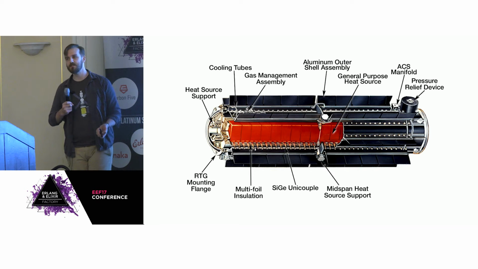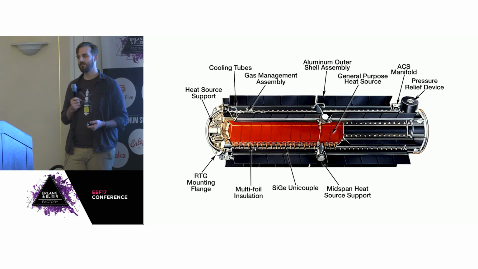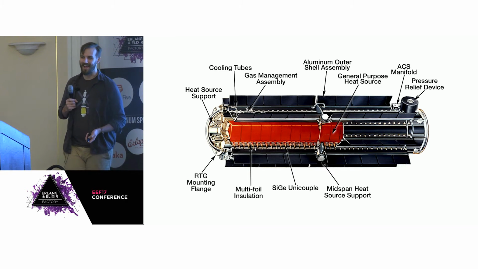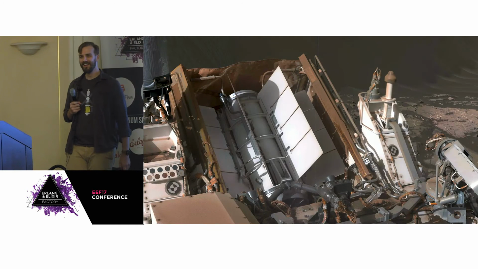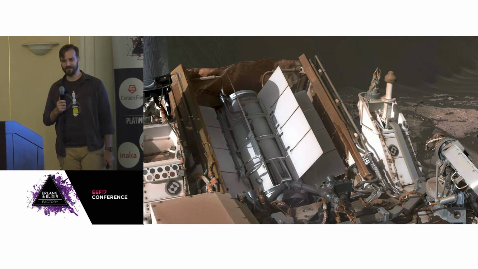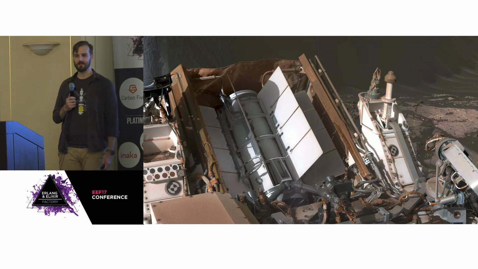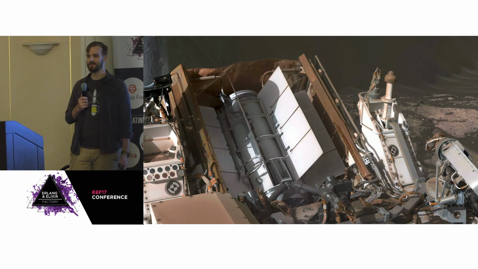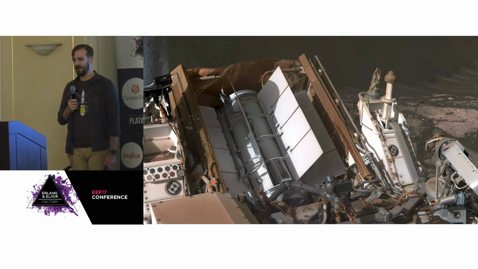RTGs are generally used in areas where you don't have access to solar power. It's one of the odd benefits of the Cold War that we've got a lot of waste plutonium sitting around. And what we've done is decided to put it out into space. For instance, we are littering Mars with radiothermal generators. This is an RTG sitting in the back of the Mars Curiosity, which is an SUV-sized scientific robot that just kind of tools around Mars.